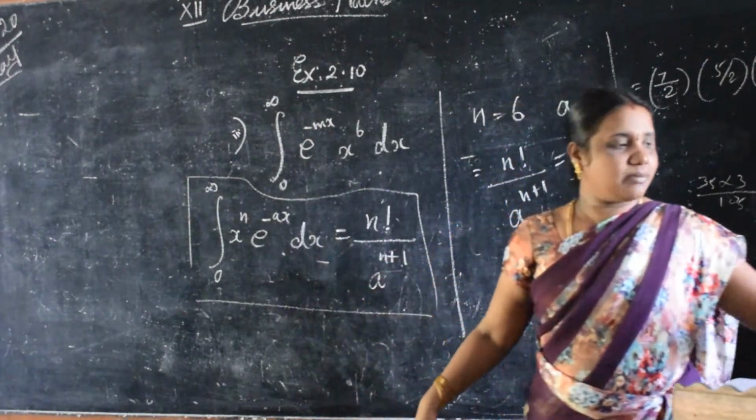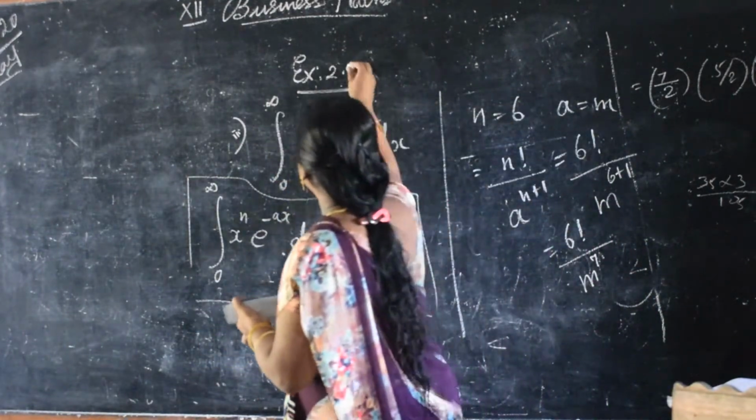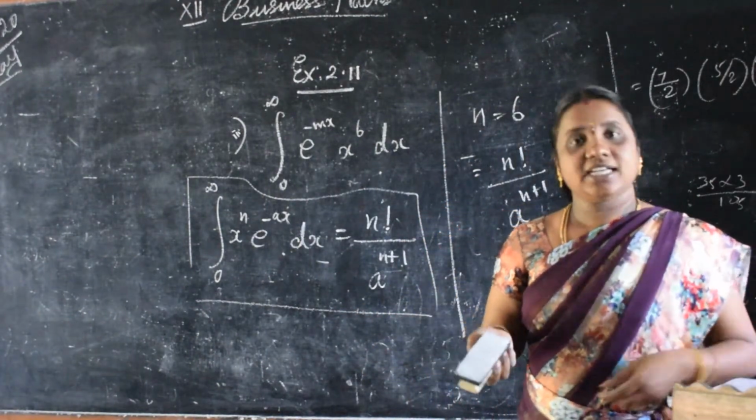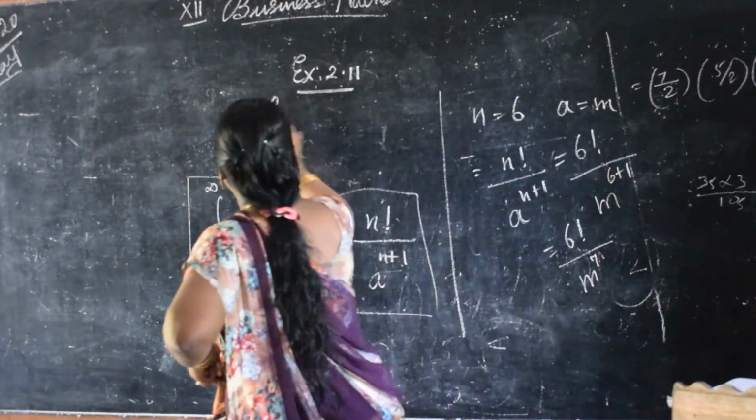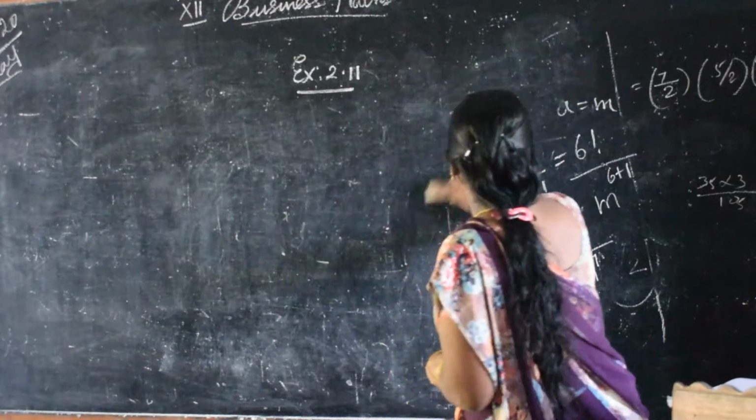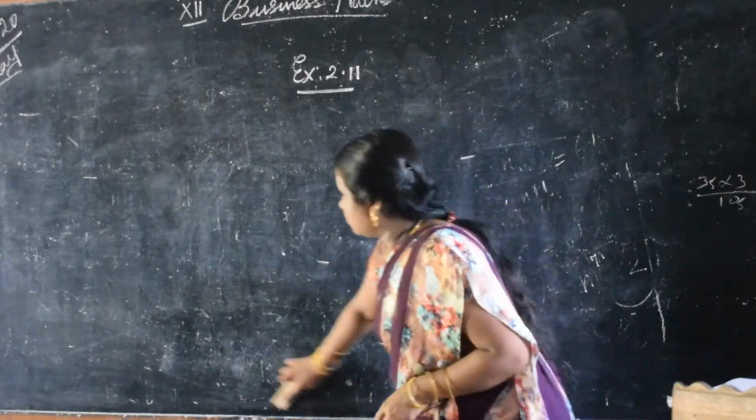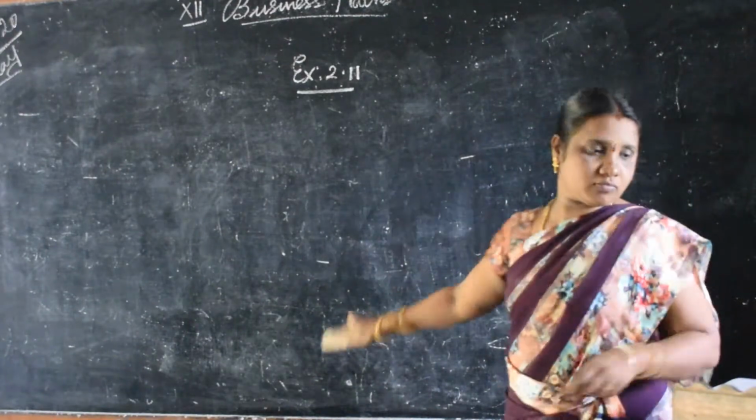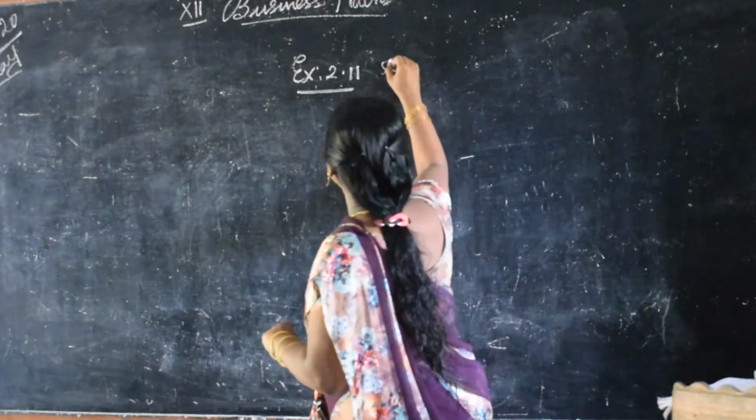Okay, children. Next, I am going to take the next exercise, 2.11. In 2.11, you are going to see about the definite integral as the limit of a sum. We are going to sum the limit. See in page number 53, exercise 2.11 is there.